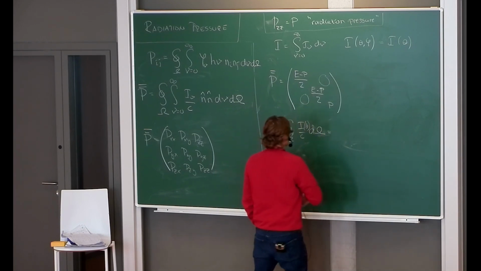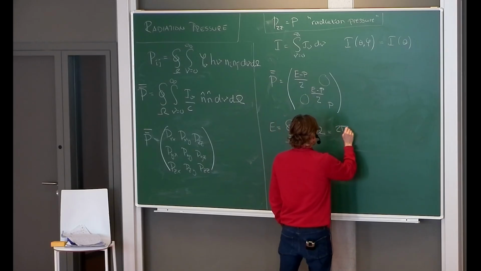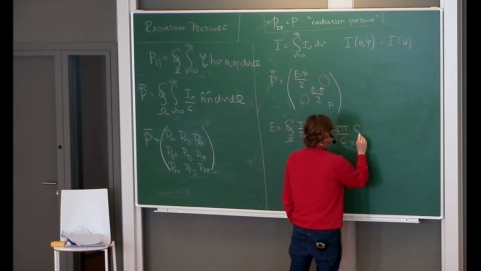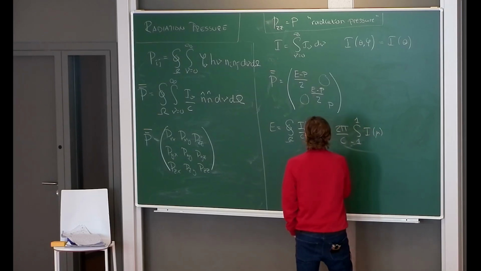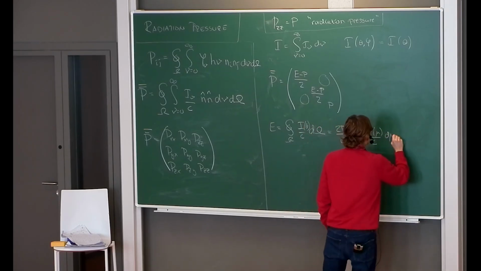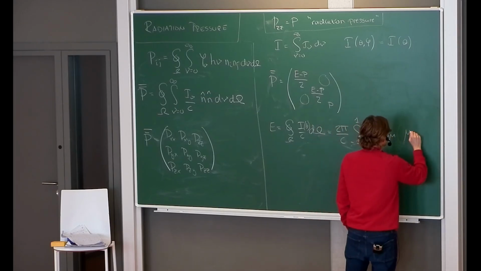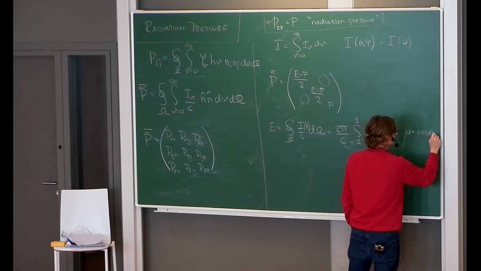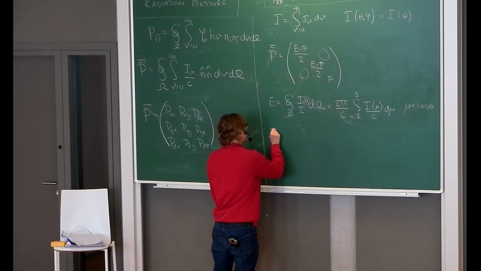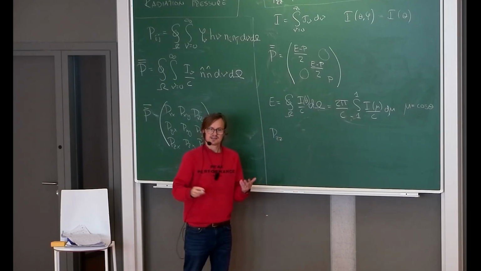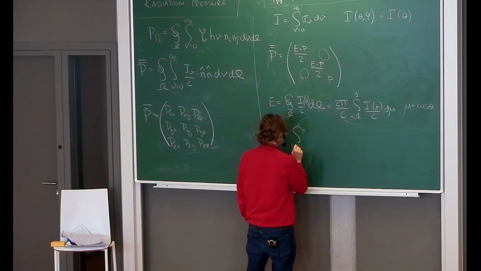Okay, and then I'm just going to skip ahead the steps because we did all of these last week. So this is 2 pi divided by c, integral from minus 1 to 1 of I of mu, d mu. Where, again, we remember that mu is the cosine of the theta angle.